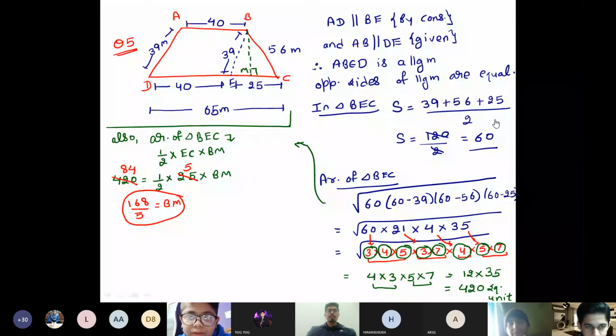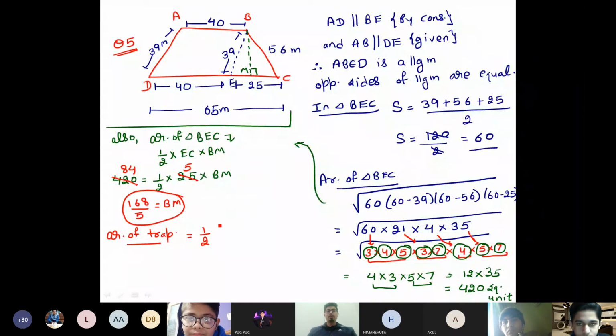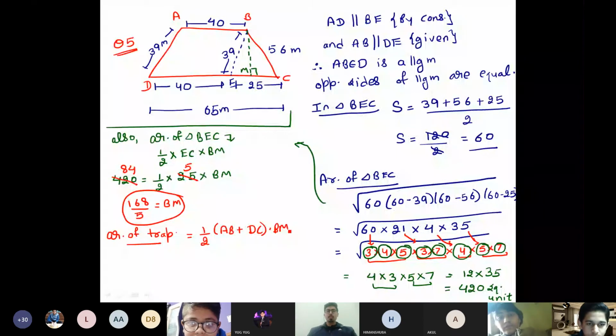Yes or no? BM is the altitude. Area of trapezium is equal to, what is the formula? Half into sum of parallel sides multiplied by altitude. Parallel sides are AB and DC, into altitude. Altitude is what? BM.